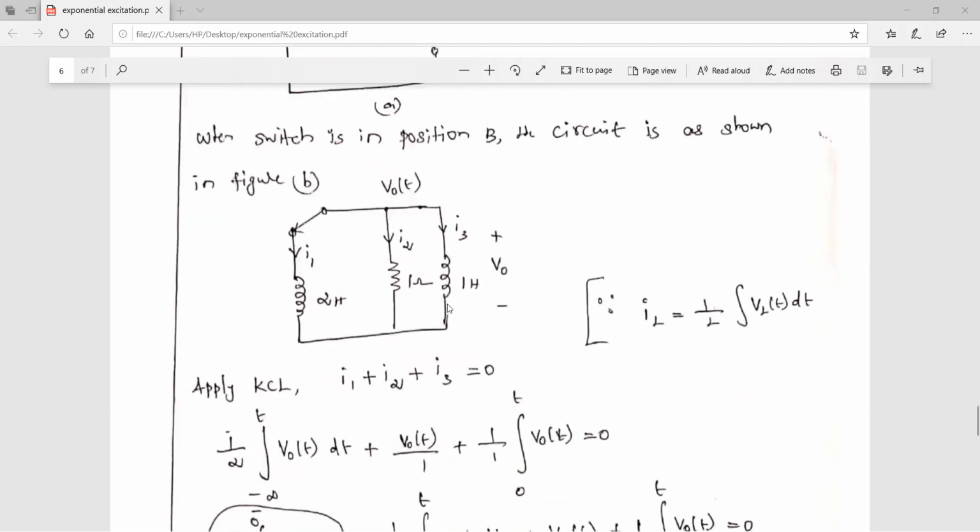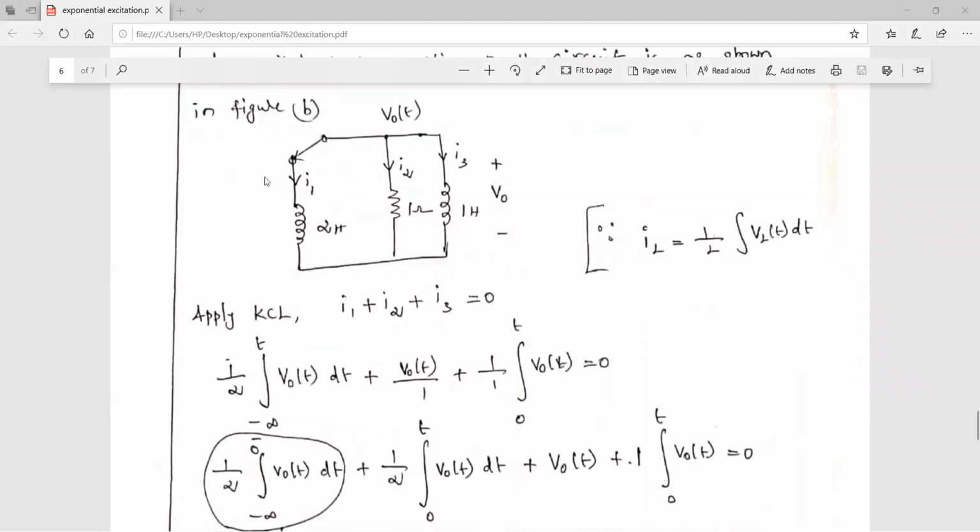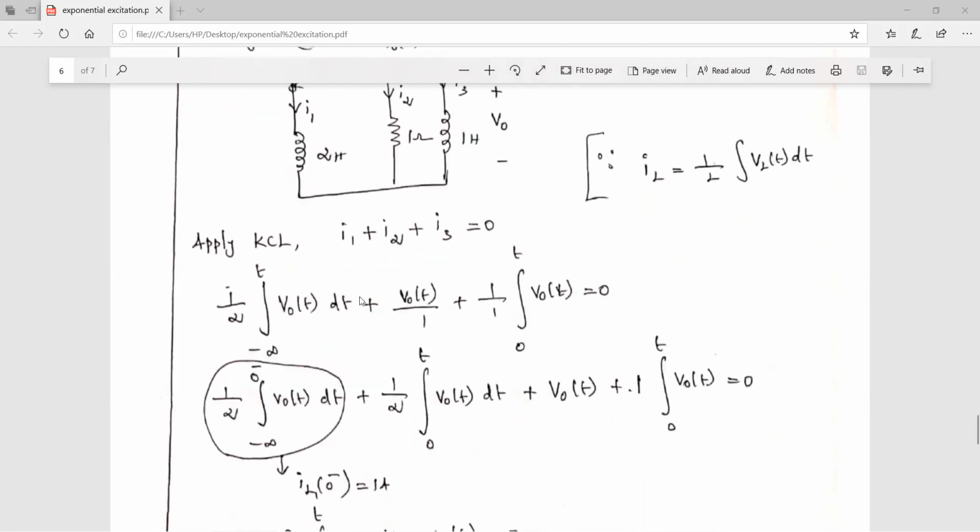In order to find this voltage, we are going to use the KCL equation. There are 3 branches. Consider the current flowing in inductor L1 as I1, and the other currents as I2 and I3. For this node, we have to write KCL. For any node, the algebraic sum of all currents equals 0, or the sum of incoming current equals the sum of outgoing current. For this node, I1, I2, I3 are all outgoing currents, so the sum of all outgoing currents is equal to 0. We have to find the values of I1, I2, I3.